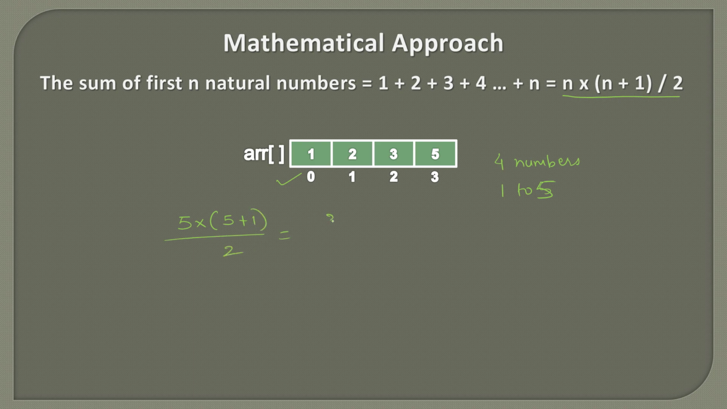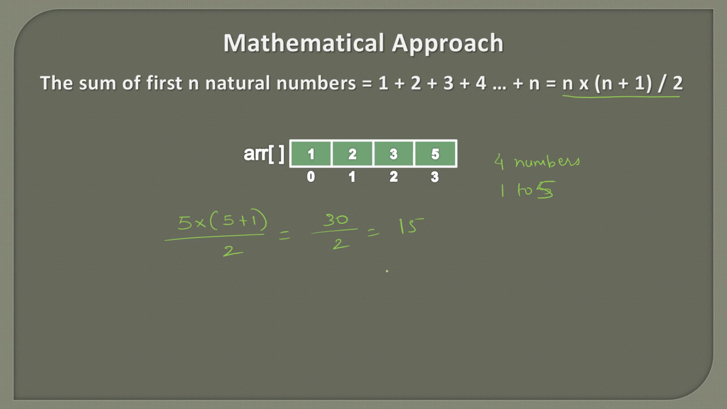So this will give us 30 by 2, 15. So the sum of first 5 natural numbers is 15. And in order to find the missing number, what we will do is, we will iterate this array one by one. We'll pick each element and we will simply subtract it from the sum. And after subtracting all the elements, whatever number will be left, that will be our answer. Because this is the sum of first 5 natural numbers, and if we are subtracting 4 numbers from it, the leftover sum would be our missing number.